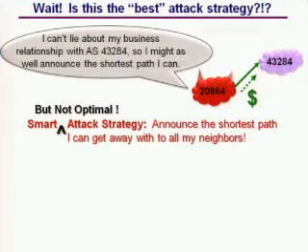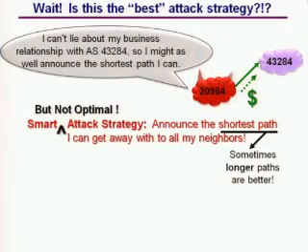Okay? So it turns out that this is actually not the best strategy. In fact, sometimes announcing longer paths is actually better than announcing shorter paths. You might think that because nodes make their decisions on path length as well as business relationship, short paths should be the best thing to do. But actually, we have examples, and I'm going to show you one where longer paths are actually better.